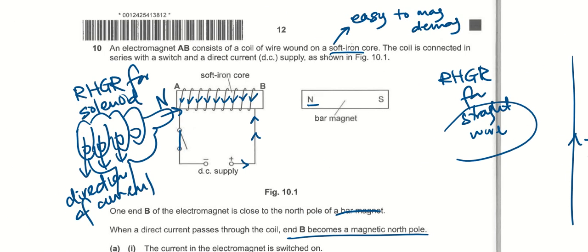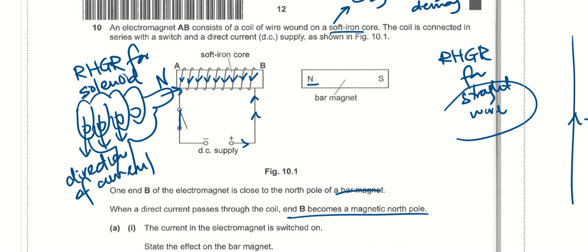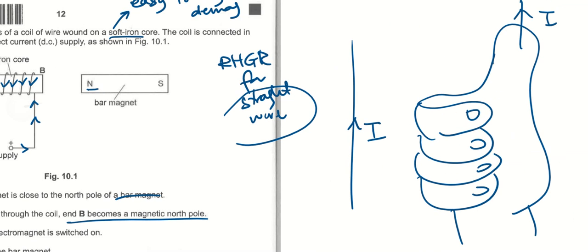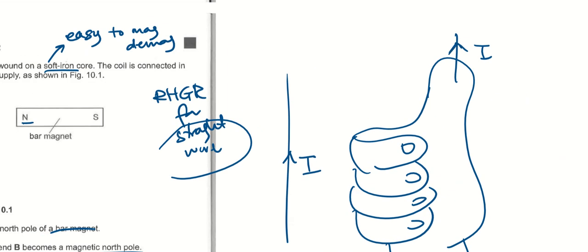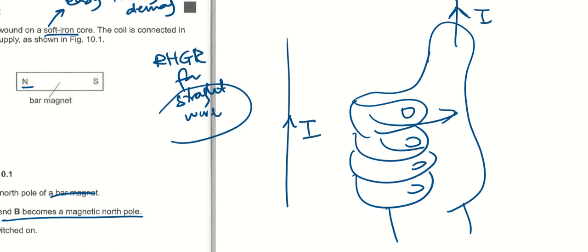For the right hand grip rule for solenoid, my thumb represents the direction of north, where the north pole will be. So this part will be south. But over here my thumb represents the direction of the current, and my fingers will then represent the direction of the magnetic field.